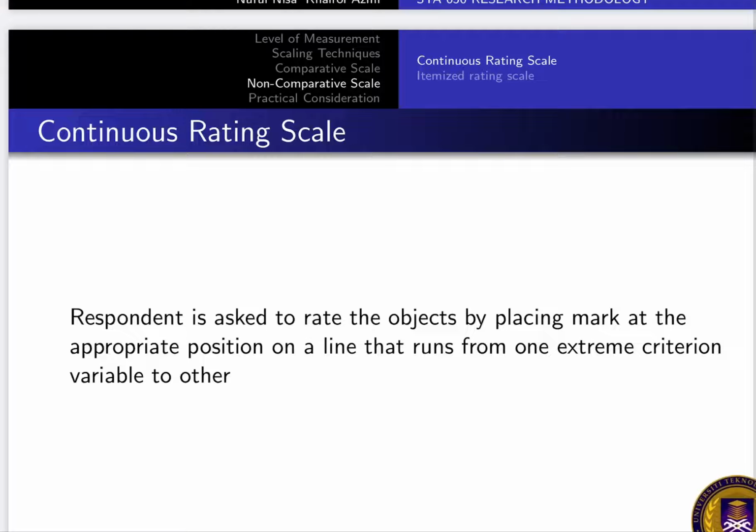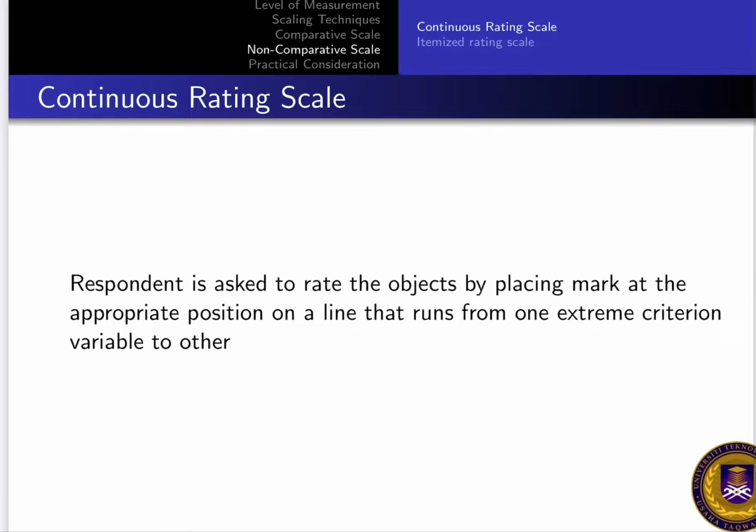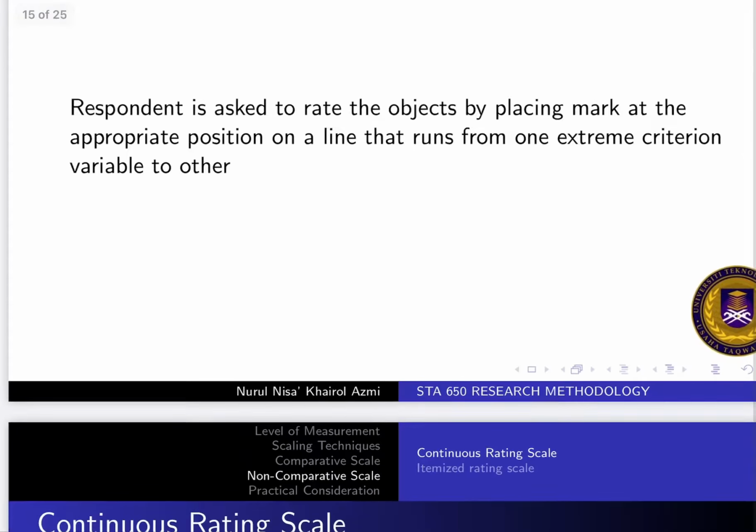Okay, so that is for the comparative scale. The next one is the non-comparative scale. In non-comparative scale, we have two types: the continuous rating scale and the itemized rating scale. In the continuous rating scale, the respondent is asked to rate the objects by placing a mark at the appropriate position on a line that runs from one extreme criterion variable to the other.